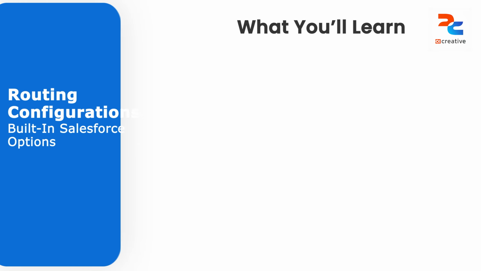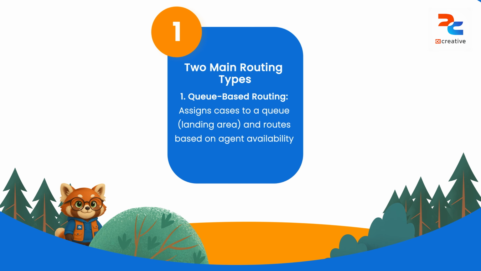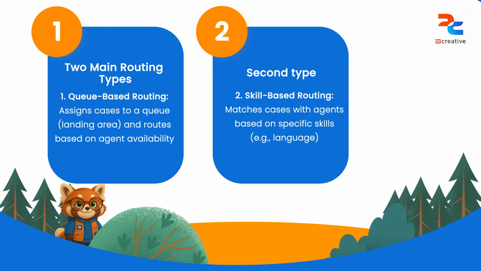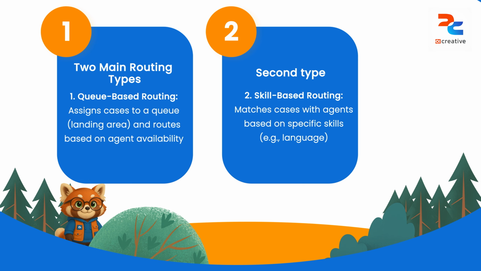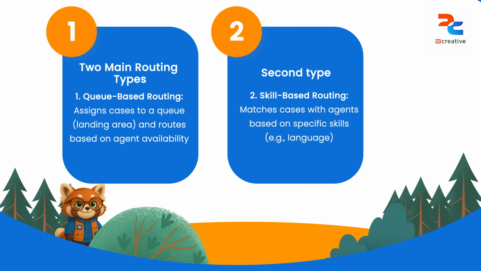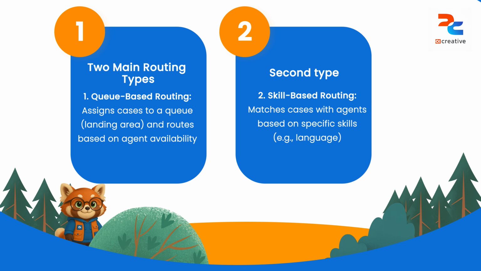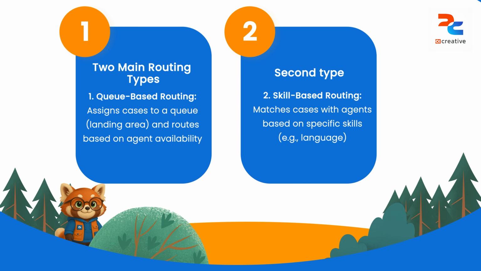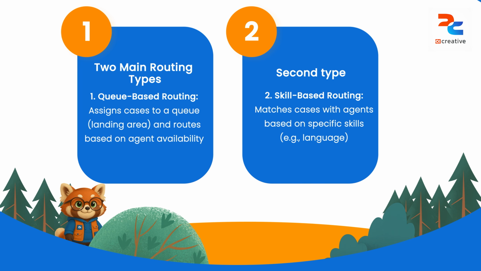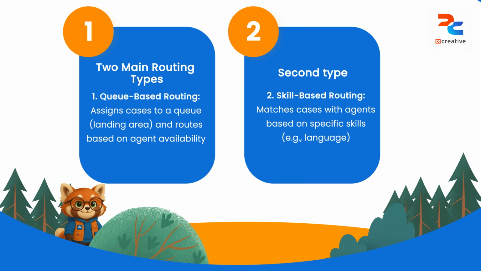So in Salesforce, out of the box, we have two major kinds of routing configuration. One is queue-based routing, the other is skill-based routing. The queue-based routing, as its name says, works like this: when a case comes into Salesforce, it gets assigned to a queue or landing area, and depending on the agent's availability and how we have configured the routing configuration, it gets picked up by the agents. And then we have skill-based routing. Take an example of skill-based routing. If a case comes into Salesforce via web and the customer is looking for an agent who speaks French, and that skill is assigned to the user, the case will be routed to a French-speaking agent. So that's how the Salesforce routing configuration works.